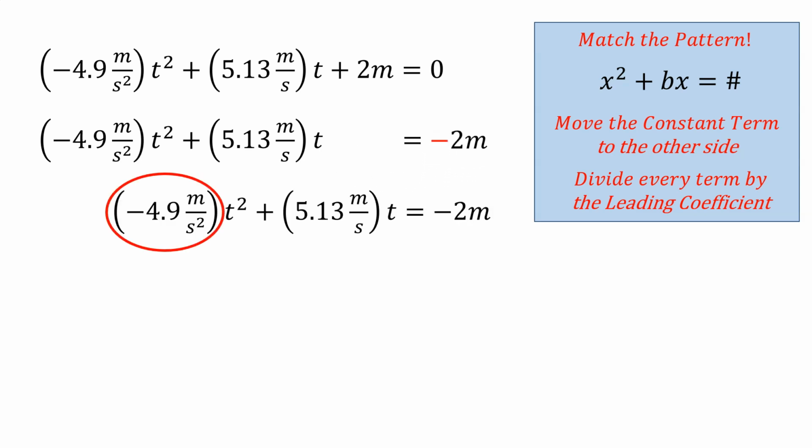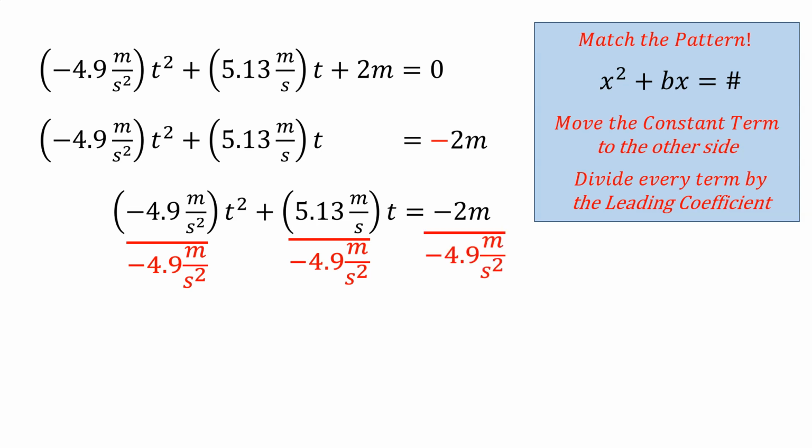Then, we see we have a leading coefficient, negative 4.9 meters per second squared. So we divide every term by this leading coefficient. The negative 4.9 meters per second squared cancels in the first term. We get t squared plus 5.13 meters per second over negative 4.9 meters per second squared times t equals negative 2 meters over negative 4.9 meters per second squared.